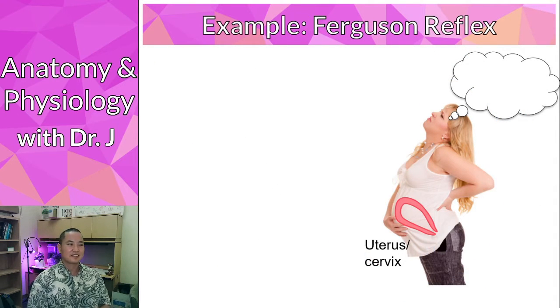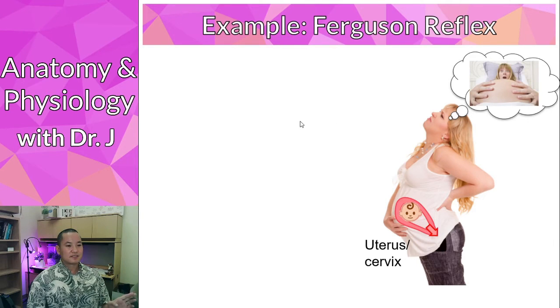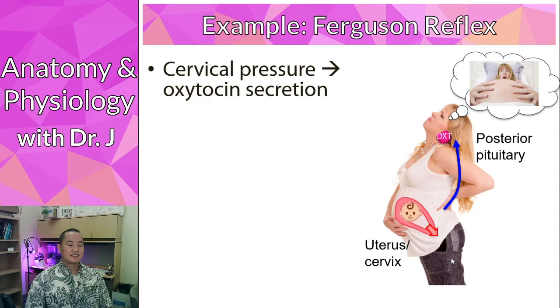An example of this is the Ferguson reflex. This is a little complex, but it's a good example of positive feedback. Instead of two hormones, here we have a stimulus and a hormone. What we have here is the uterus and cervix. She's getting her first contractions. Now we have this baby pushing on the cervix and this part of the uterus. This sends signals up to the posterior pituitary, and this is what triggers the secretion of oxytocin.